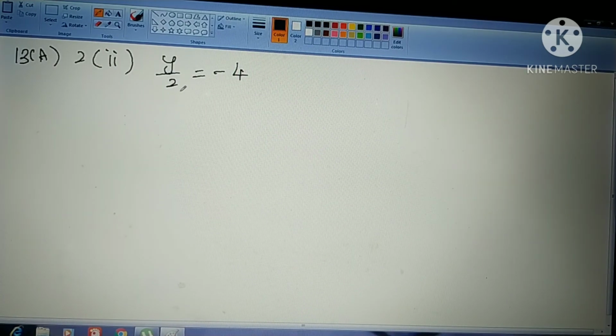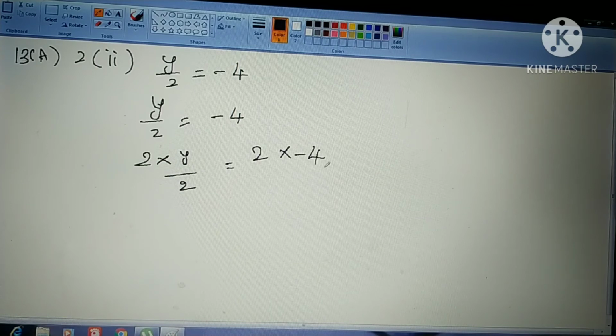See the next problem, y by 2 equal to minus 4. So here 2 is dividing. We have to eliminate this 2. To find the value of y, you have to eliminate this 2. Here 2 is dividing, so if you multiply with 2, you can cancel this 2. So y by 2 equal to minus 4, this is what they have given. To eliminate this 2 that is in the denominator, we have to multiply the right hand side also with 2.